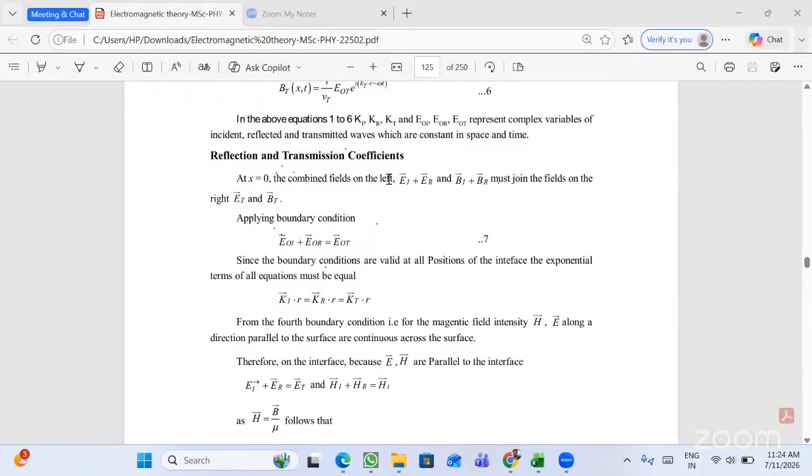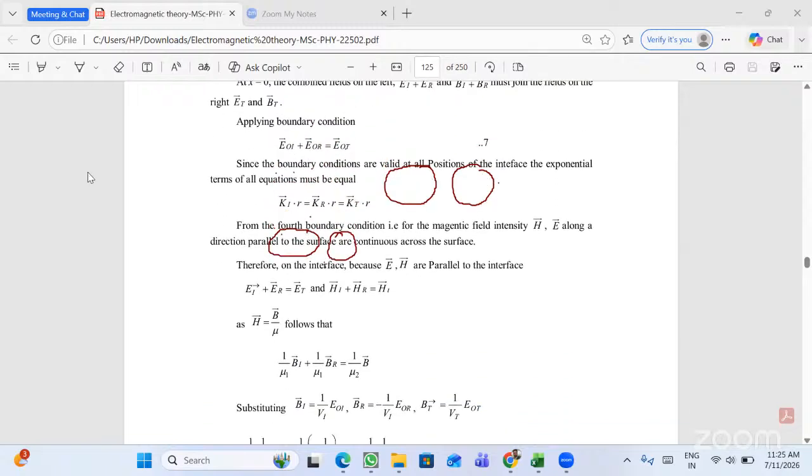So we will write this as usual. Generally, we write this for the incident and reflected wave, for B and E. The combination of both should be equal to the transmitted wave. So that is what we are writing. And if you take this k value, the k value is not going to change. It will be the same for the incident wave, reflected wave, as well as the transmitted wave. The wave vector k value will be the same for all of these.